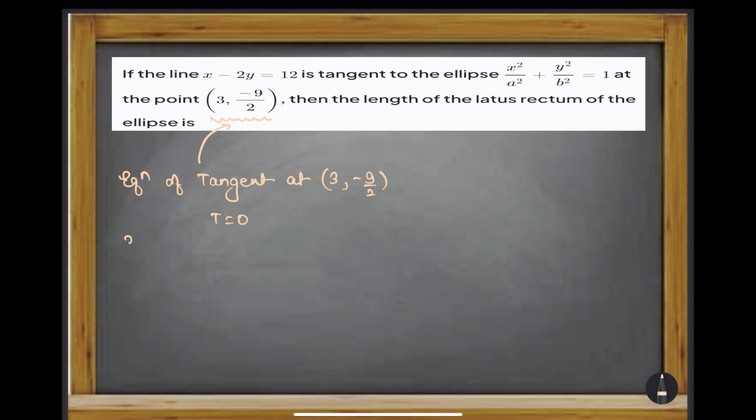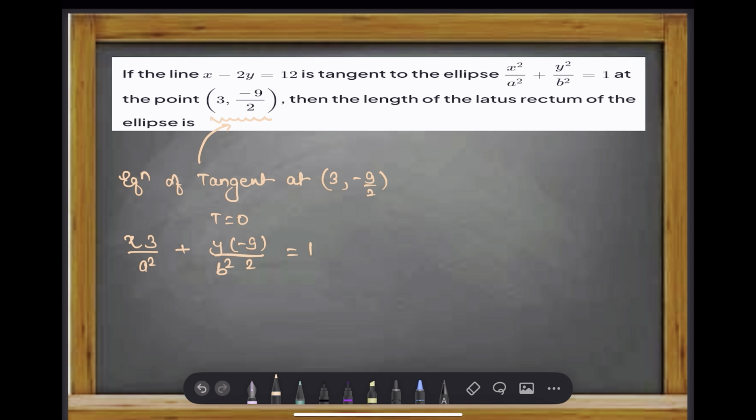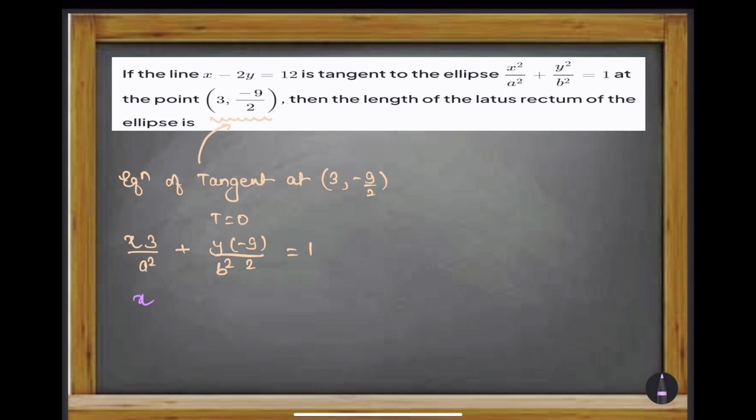So can I write x1 by a square plus y1 by b square equals 1? Done. So according to us, the answer is this thing, meaning the tangent is this thing, but according to them the tangent is x minus 2y equals 12.